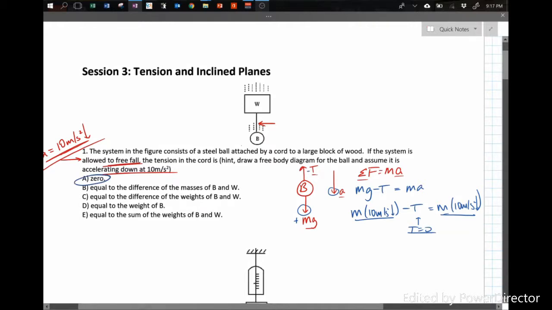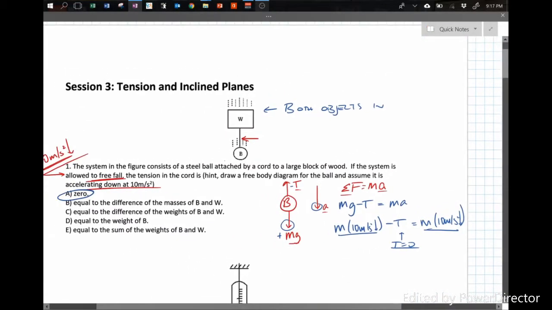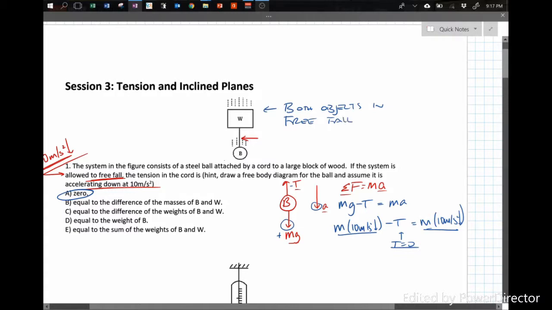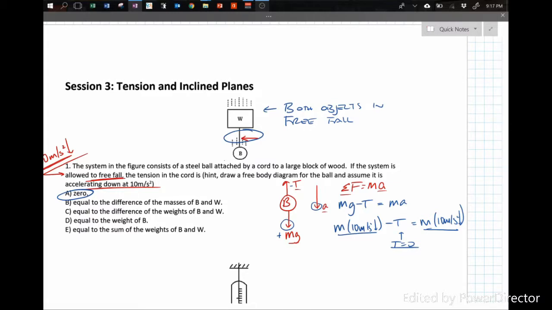Looking at this situation specifically, both of the objects are in free fall. Because of that, there will be no tension in between them. There's nothing that force can do to the acceleration in this case. They're not pulling on one another at all.